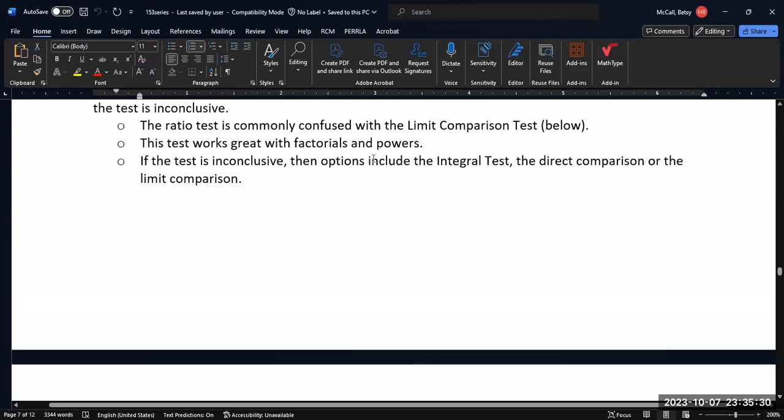Now, if the test is inconclusive, you might try, again, the comparison test that we're going to talk about in the next video, or the integral test. We saw an example of the sum of n over 2 to the n, and that works well in the ratio test. But if you had a problem like that was inconclusive, the integral test might be something that you might be able to use.